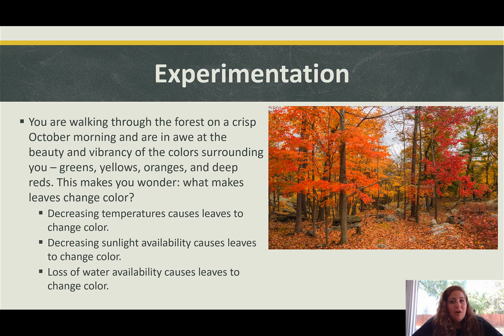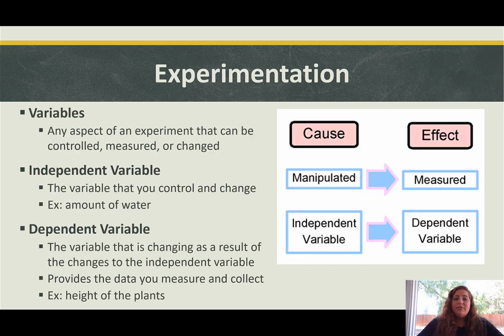The difference is they're all testing what we call a different variable. Now, variables are any aspect of an experiment that can be controlled, measured, or changed. We often focus on two different variables, the independent and the dependent variable. So an independent variable is like the cause of the change. It's the variable that you control.